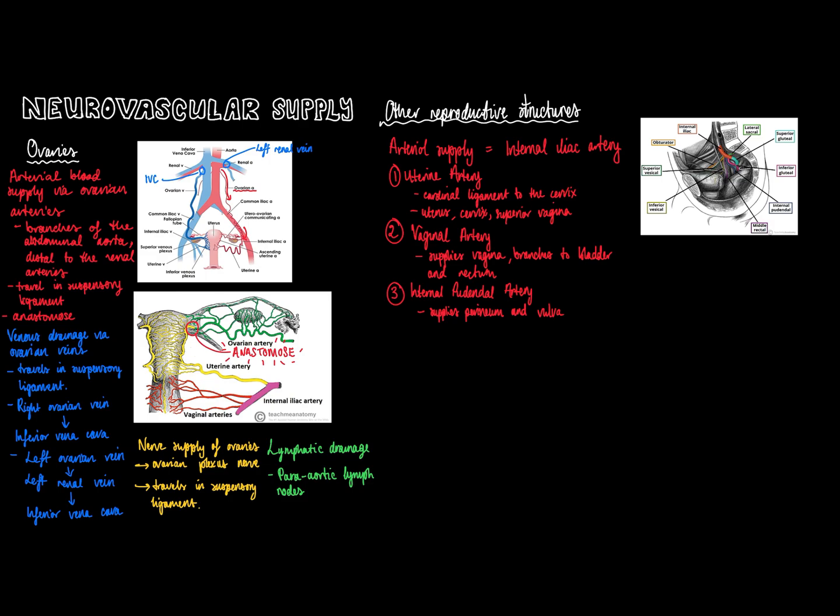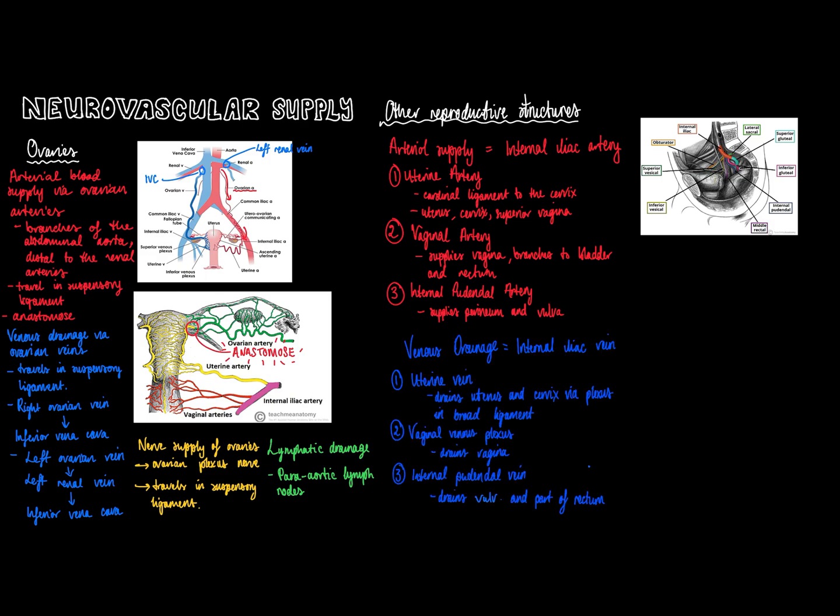Excluding the ovarian veins, the veins supplying the female reproductive structures drain into the internal iliac vein. The important venous vessels that drain into the internal iliac vein are the uterine vein, which drains the uterus and cervix via a plexus in the broad ligament, the vaginal venous plexuses, which supply the vagina, and the internal pudendal vein, which drains the vulva and part of the rectum.